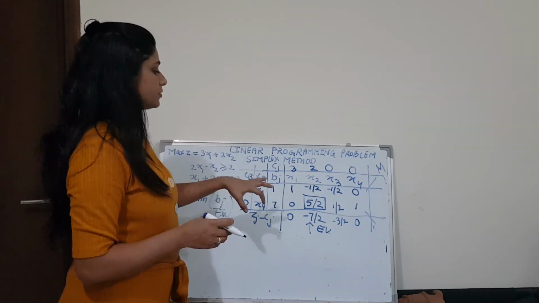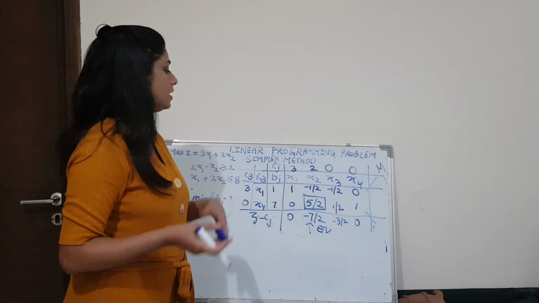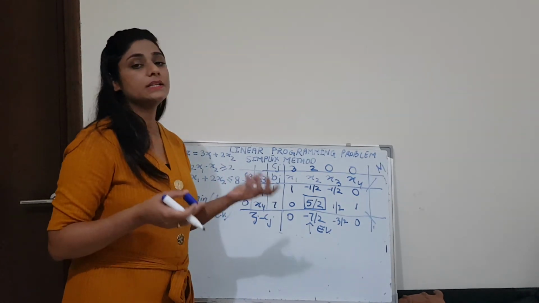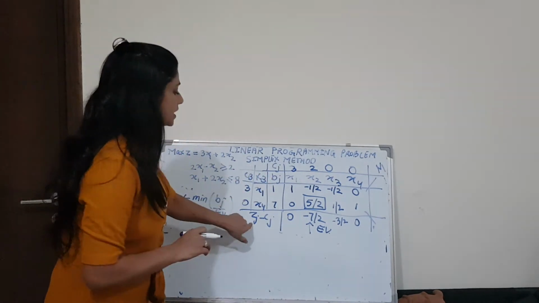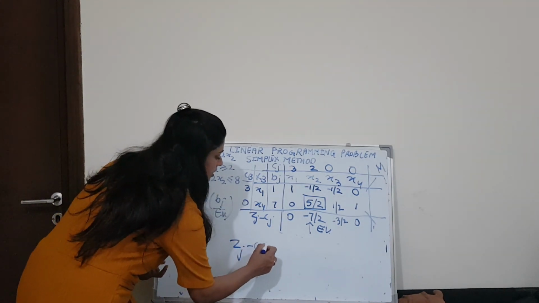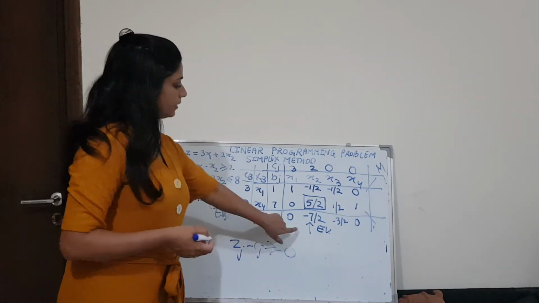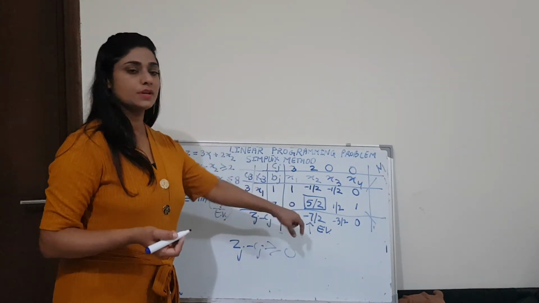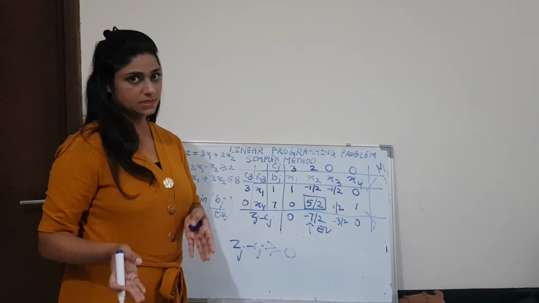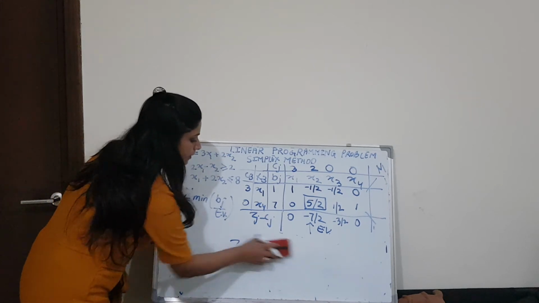Now the outgoing vector in the next simplex table also we need to make. We need to make simplex tables until we get all positive Zj minus Cj values. Zj minus Cj values should be greater than or equal to 0. So here also we are getting negative values. So again we need to make a simplex table. So let's start.